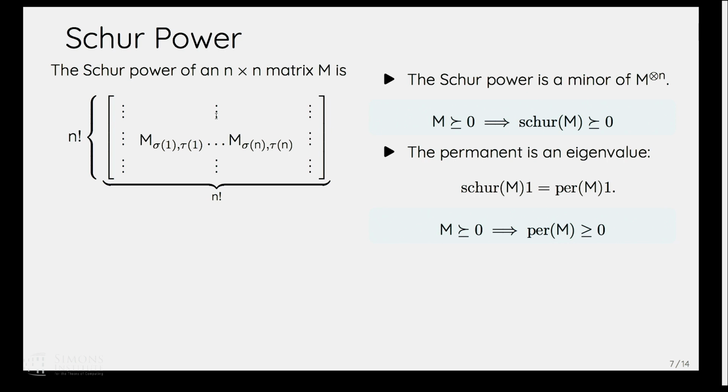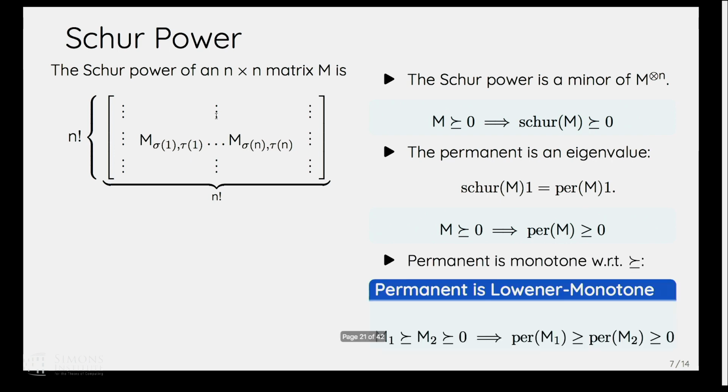So if you multiply the Schur power matrix by the all ones vector, you're going to get the permanent times the all ones vector. So therefore, this shows that if the matrix M is positive semidefinite, then the permanent is non-negative. Okay, so that's a full proof. But this actually proves something slightly more. It also shows some monotonicity.